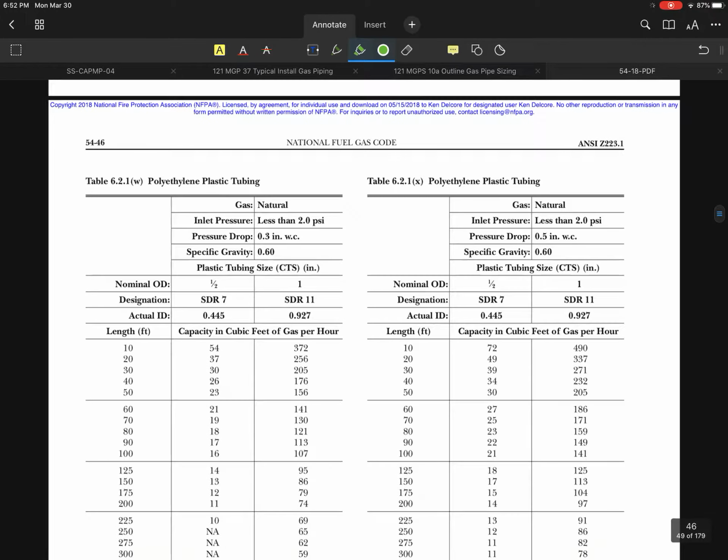This is the last one, which is basically going to be 6.2.1X, and that's for the polyethylene plastic tubing. This is the type of tubing that would be the same as what utilities are using, or if I'm going to run a gas pipeline out to a garage or something, that's what I would be using. All right.